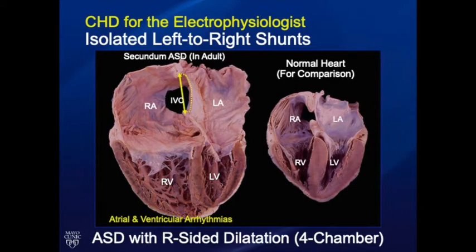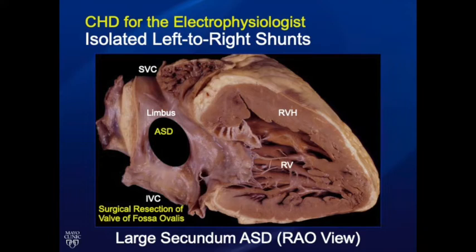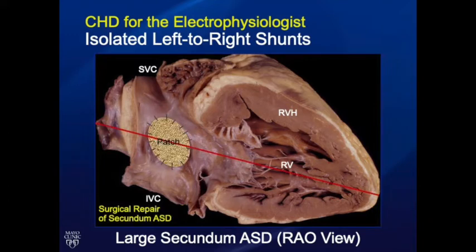Now, what about patch closure? So the ASD itself, the secundum ASD, is clearly discrete from the triangle of Koch, but the fast pathway input to the AV node, the anterior input to the AV node, is just anterior to the rim of a secundum ASD. So if a closure device patch is oversized, this may give very little space for that exit to occur, and we can have some unusual exits during AVNRT in this patient population.